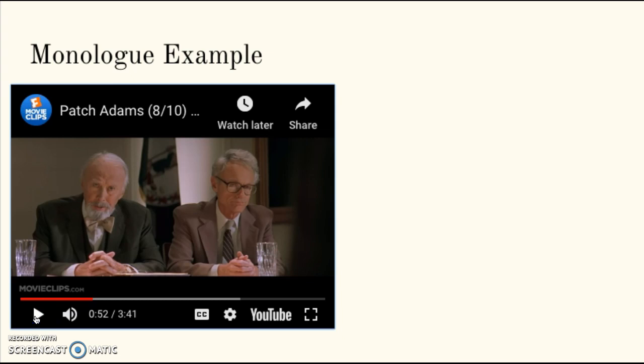So far we've had dialogue. We have characters speaking to each other and responding to each other. The monologue is coming up.